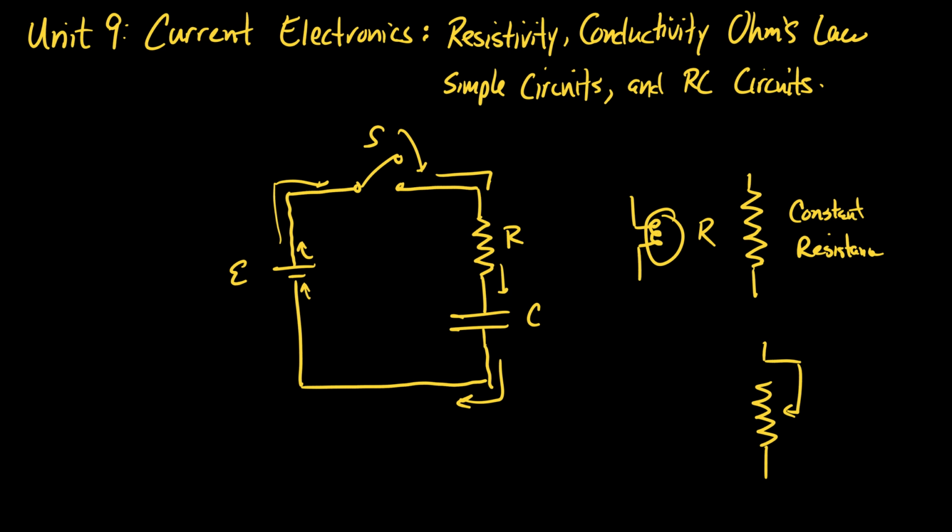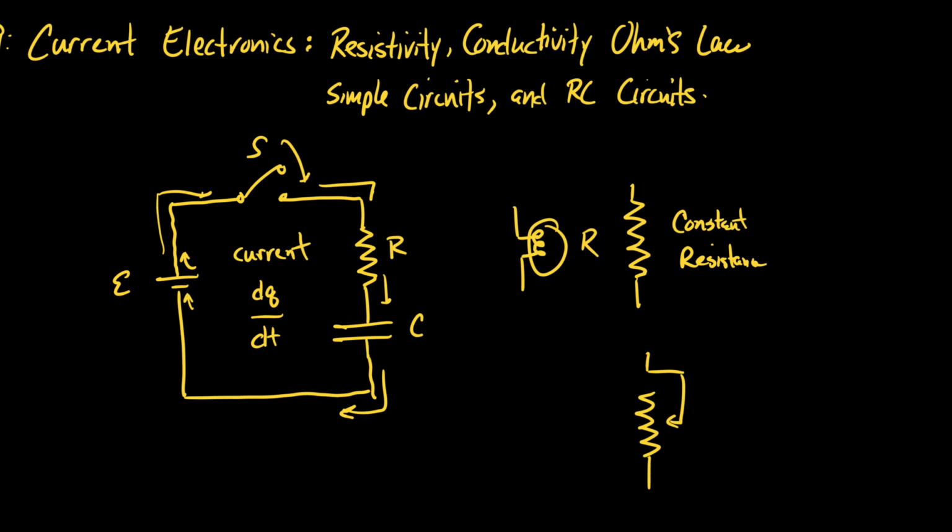And what I want you to write down is that what this suggests is that the charges begin to move, and their rate of motion is called current. Current is the rate at which charges move, dq dt. All right, so I ended by defining current as dq dt.